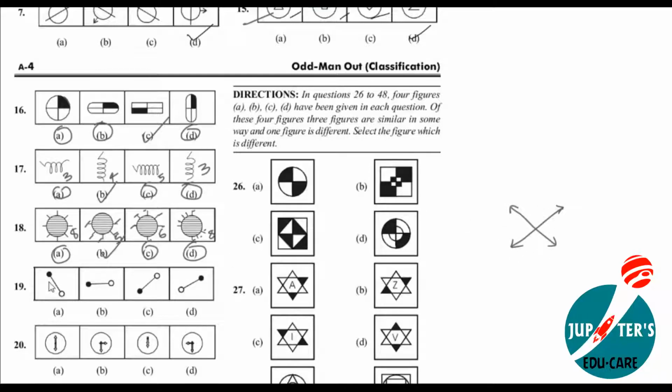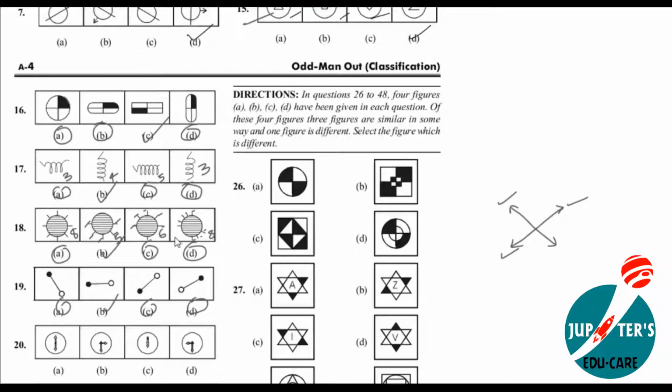In option A, the figure is located in this direction. In option B, it is located in this direction, but in this direction we don't have a figure. In option C, it is located in this direction. It is clear. In option D, it is located in this direction. So options A, C and D are located in the same direction which I drew here, and option B is located in another direction. So B is our answer here.